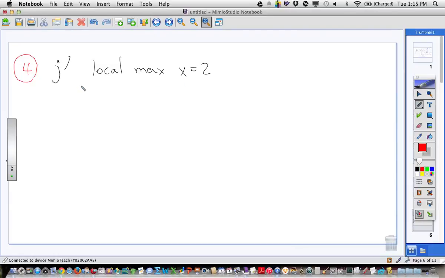All right, J prime has a local max at x equals 2. What, if anything, does this tell us about J double prime or about J? So here we go. Here's a point 2. This is the J prime graph. What's that tell us about J double prime?